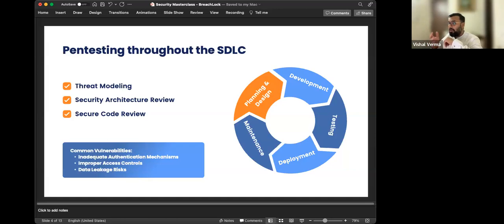are inadequate authentication mechanisms. That basically relates to weaker encryption algorithms, weaker authentication mechanisms being used, weak password parameter strings, no requirement of 2FA being factored in, or even if it is factored in, it is not appropriately designed and implemented. Improper access controls.